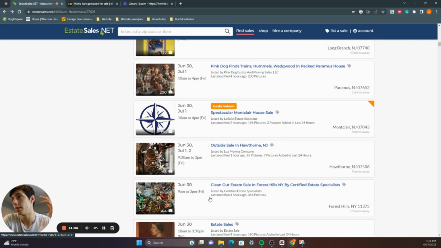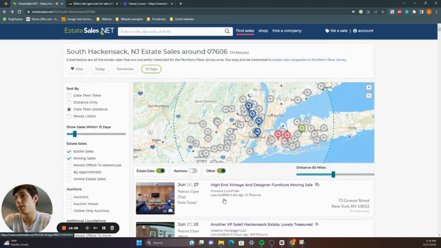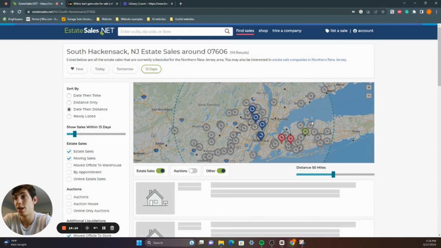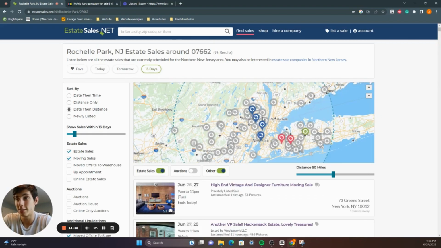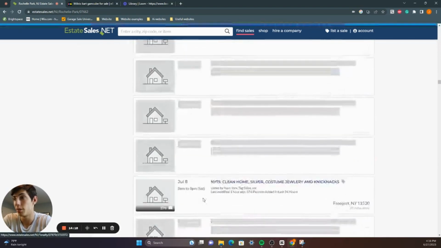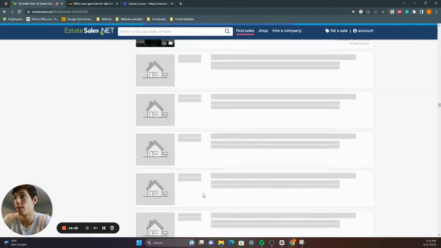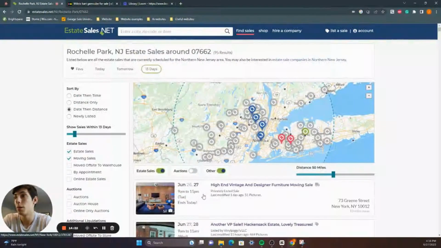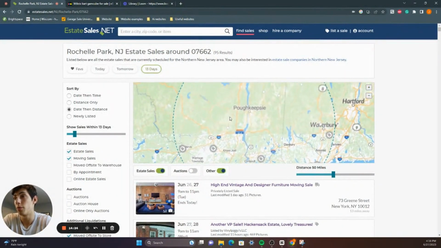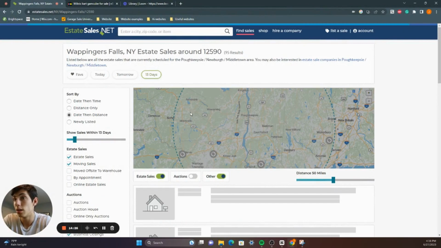But Fridays and Saturdays are your bread and butter for going to good sales. So I want to show you guys something really interesting too. I live in Upper New Jersey. It's an awesome area for garage sales. You can see just how many garage sales are in this area. It's a ton.